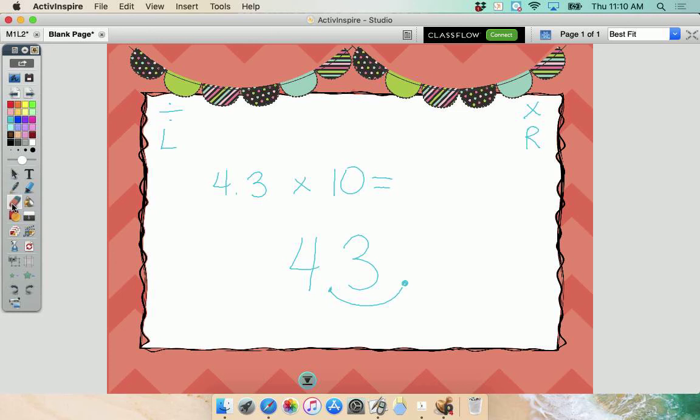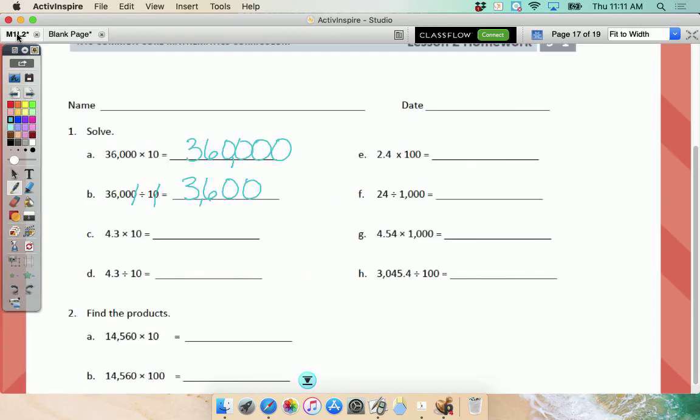Now I erase. What do I erase? My old decimal and the tunnel. Correct? Yes. Okay. So what's my answer? 43. And do I need to write the decimal on 43? No. We don't write it on 10. We don't write it on 43. Okay? So back to my paper. And what's my answer? 43. Write it down. This is easy. Did I erase everything? Okay, let's do the next one.